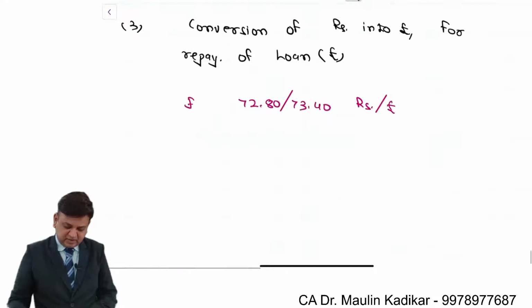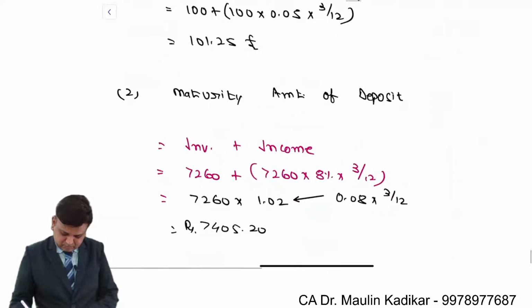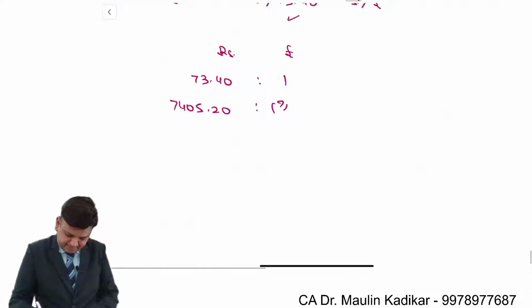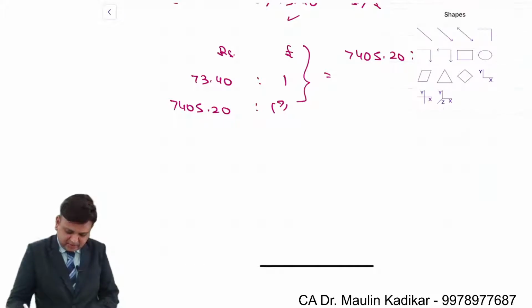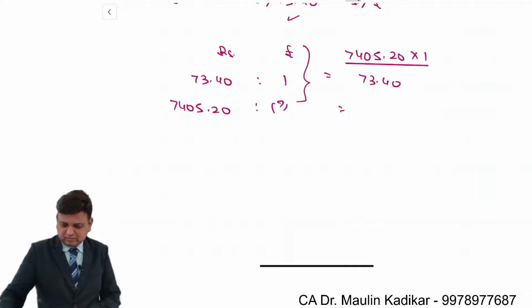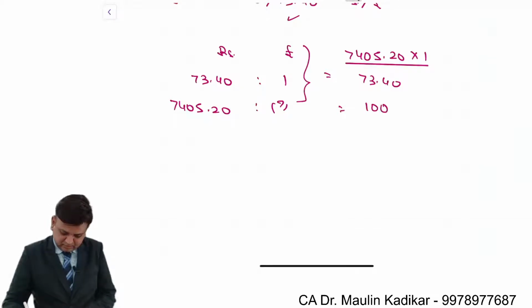Now we will have conversion of the rupees into pound. So for more amount of rupees you can get a pound. 7405.20 into 1 divide by 73.4. So 100.89 or 8883. Let us take it like this.